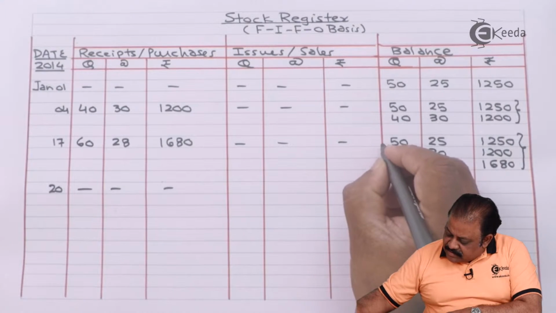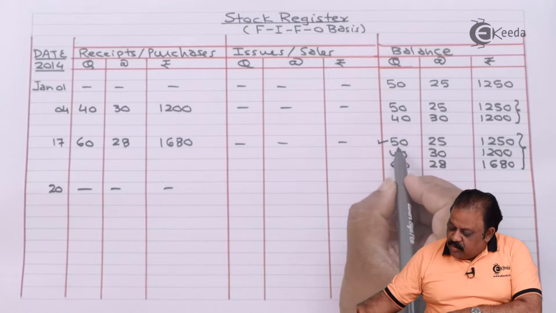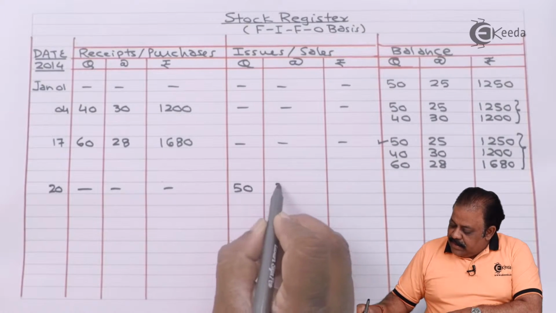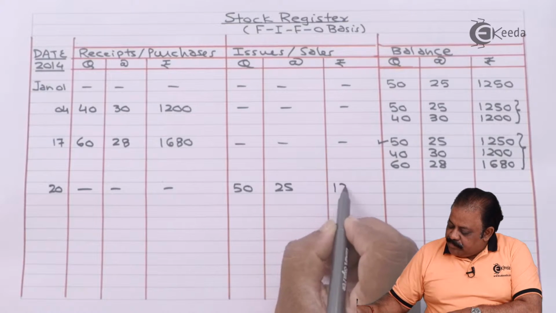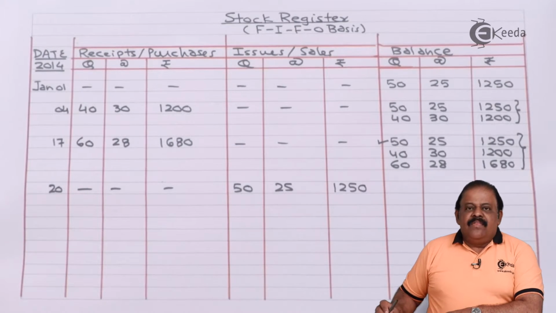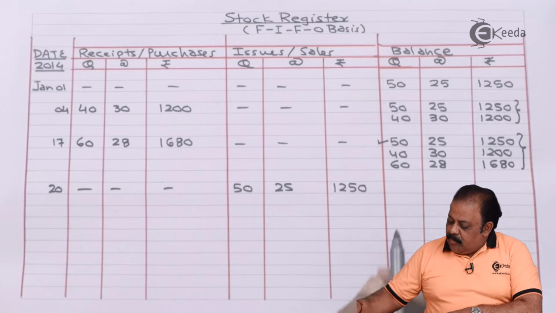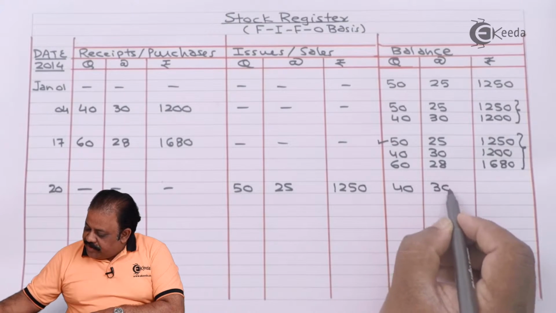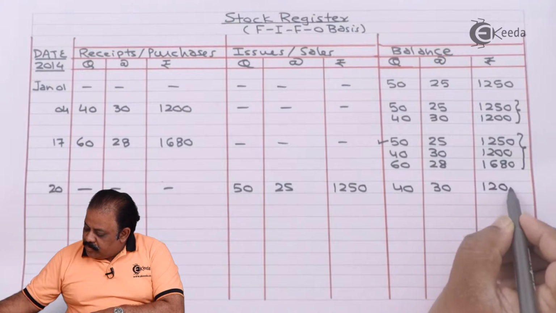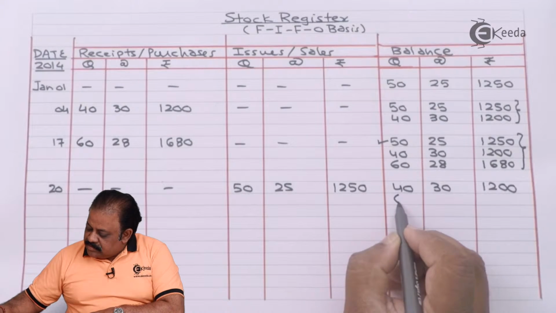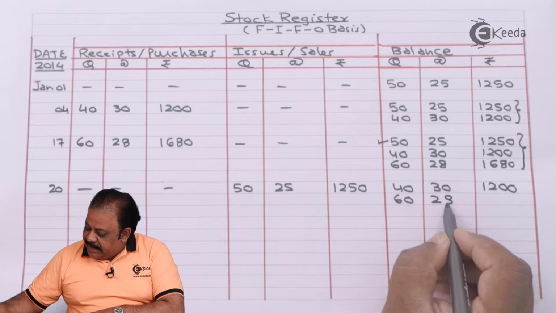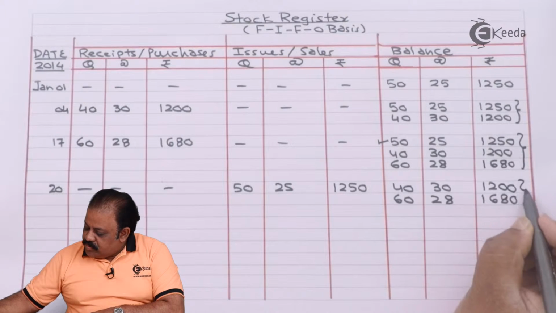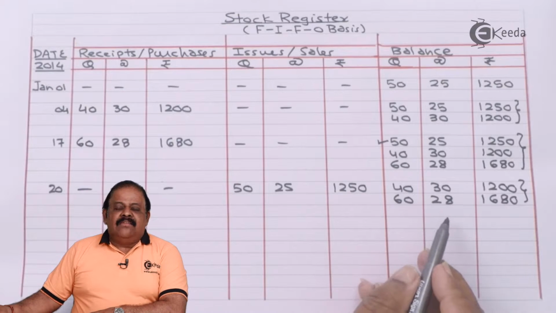So we will be issuing from the oldest stock 50 units at the rate of 25, 1250. Now balance stock will be 40 units at the rate of 30, 1200. 60 units at the rate of 28, 1680. So these are the two stocks in balance.